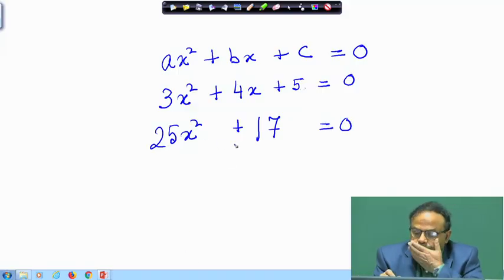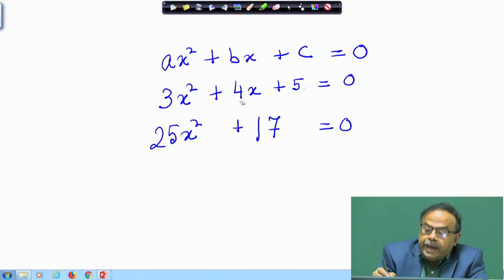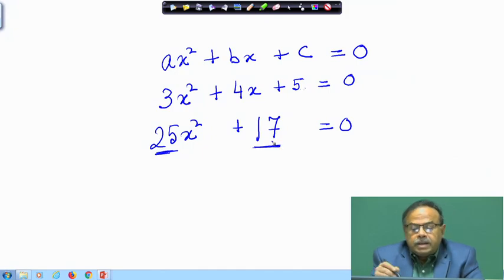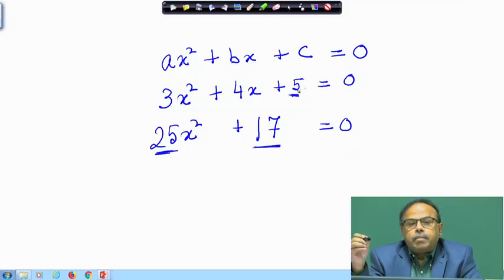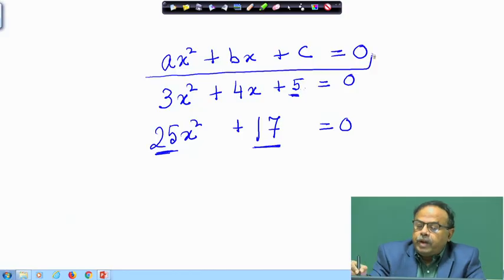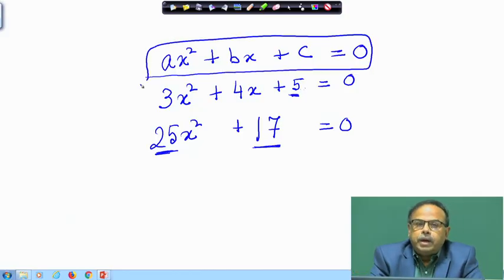So, you see here, the coefficient of x square is 25. What is the coefficient of x in this equation? It is 0. That is why this term has vanished. And what is the value of c here? It is 17. Whereas, in this equation the coefficient of x square is 3, the coefficient of x is 4 and the constant term is 5. Okay. So, since I am going to solve any general equation of this form, how can I define the specific equation?